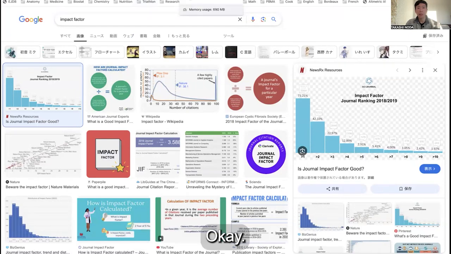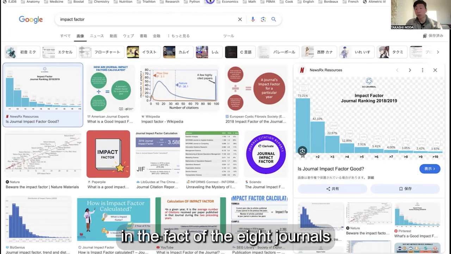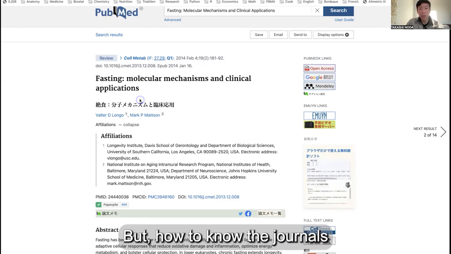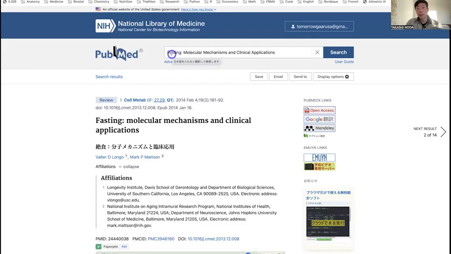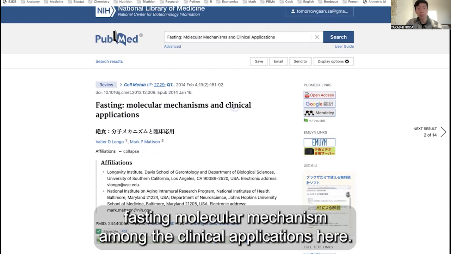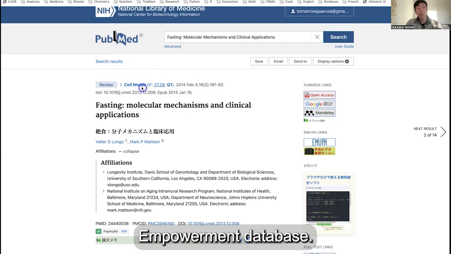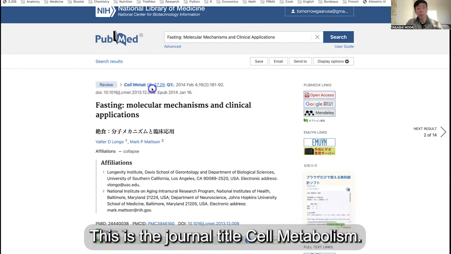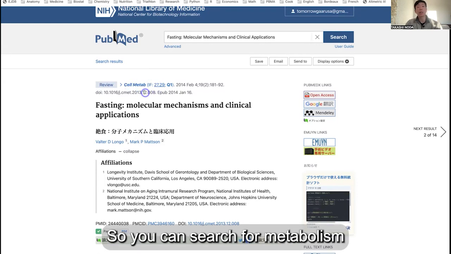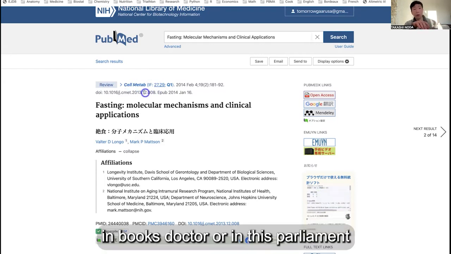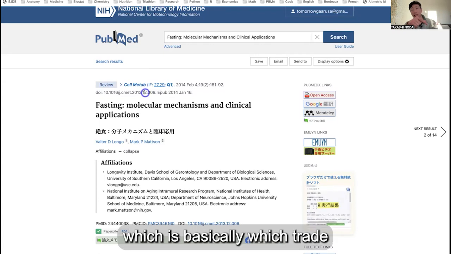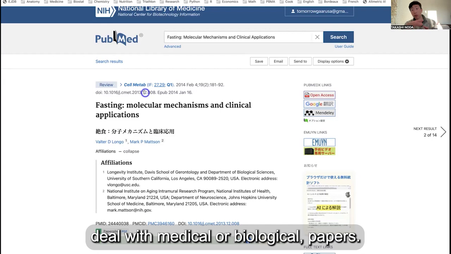Something like that. Okay. So you now know how to get the impact factor of each journal. And it is a very basic thing, but how do you know the journal? If you search for a paper like this, for example, this paper is titled Fasting: Molecular Mechanism and Clinical Applications. Here in the PubMed database, this is the journal title, Cell Metabolism. It is already abbreviated, but this is the journal title. So you can search cell metabolism impact factor. PubMed is a search engine for the Medline database, which basically deals with medical or biological papers.